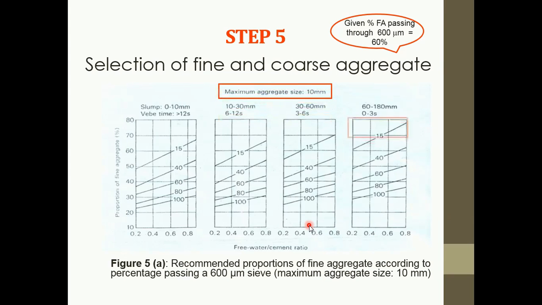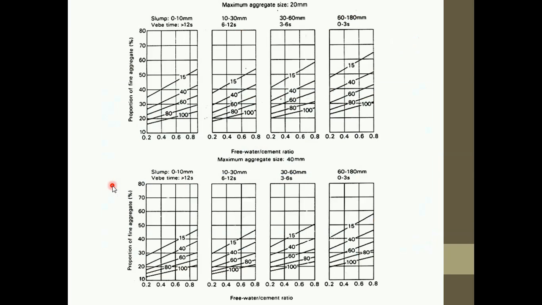So here, and our percentage passing through 600 micrometer is 60%. From this intersection point, you project your line here, and you will get your proportion of fine aggregate in terms of percentage. So that means 44% of fine aggregate. This is another table for, let's say you are going to use maximum aggregate size 20 mm, so you are going to use this table, and for 40 mm you use this table.